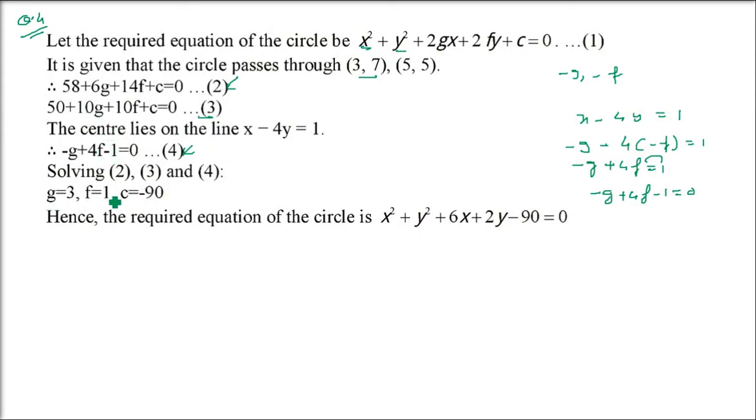So this is just a repetition. We have already done a question like this. It's exactly the same as the previous one, only the equation has changed.